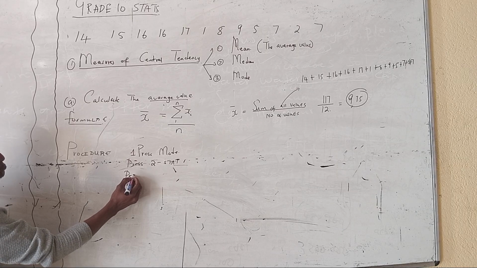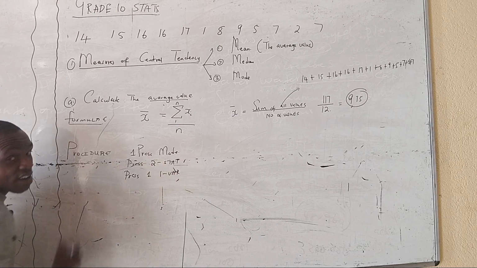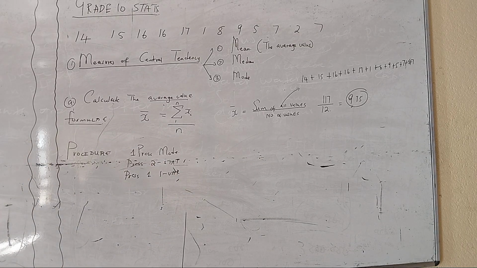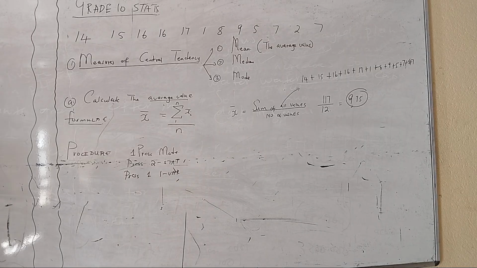You are going to press 1 for what? 1 minus VAR. Now you have the table for sure. That's when you start to insert your data. So you are going to now press 14 and press equal sign. Can we all insert our data? We press 14, we press equal sign, we press 15, we press equal sign. Let us insert the data on the table. Press 14, press equal sign, you insert all the data.